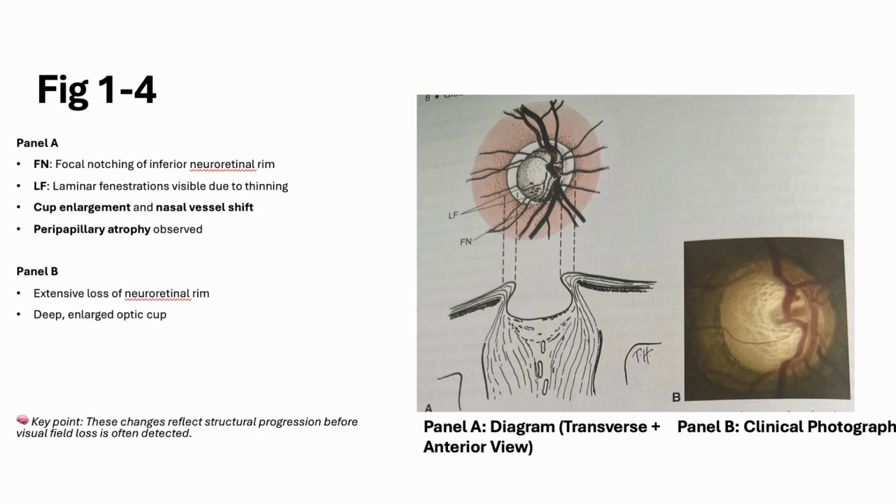Figure 1-4. This figure illustrates two key panels. Panel A, a diagram, shows focal notching of the inferior neuroretinal rim, visible laminar fenestrations due to thinning, cup enlargement, nasal vessel shift, and associated peripapillary atrophy. Panel B, a clinical photograph, confirms these findings in a real patient. The key takeaway here is that structural progression, such as rim thinning and cupping, can occur before visual field loss is detectable, reinforcing the role of structural imaging in early diagnosis.